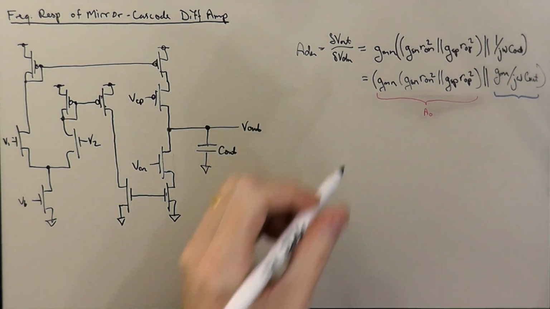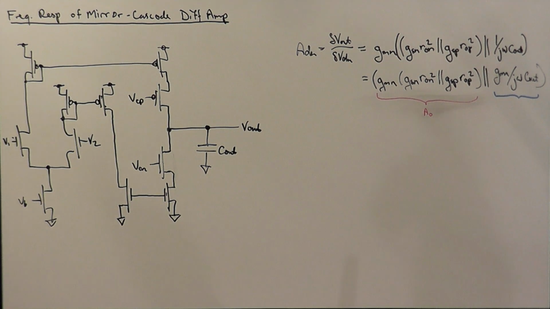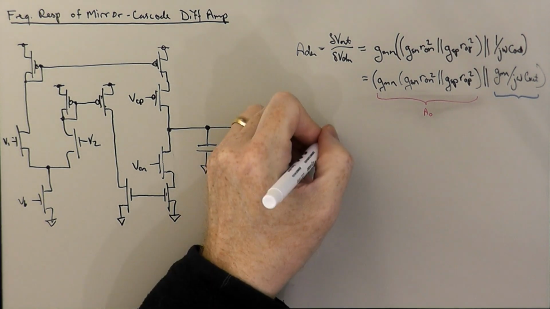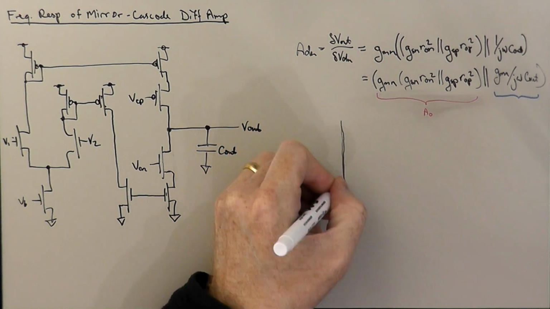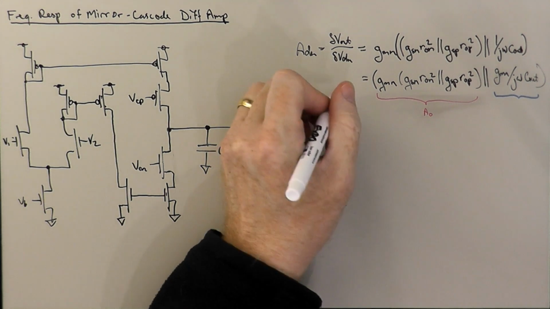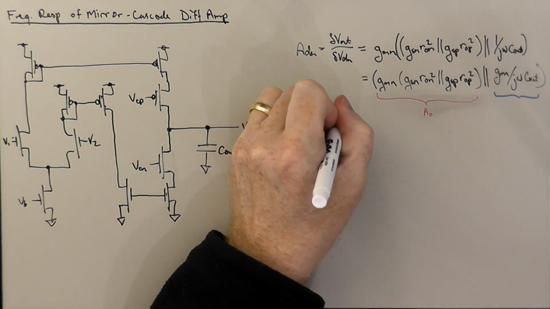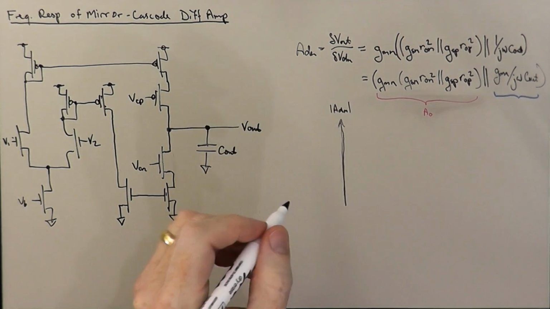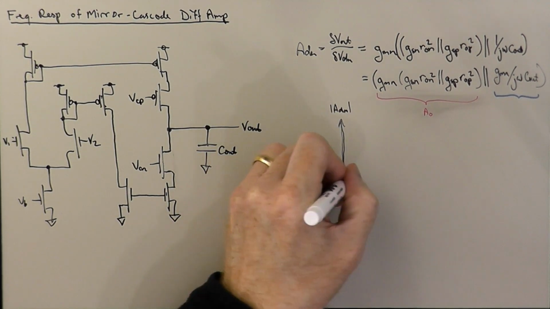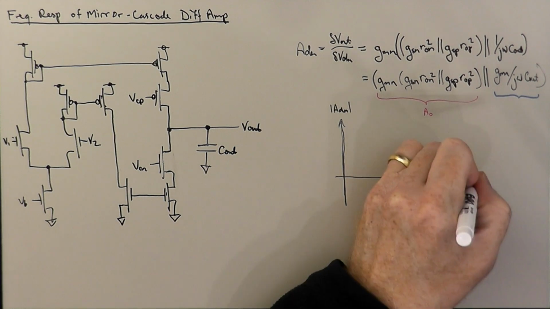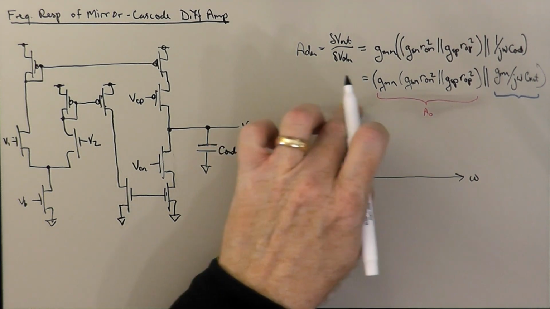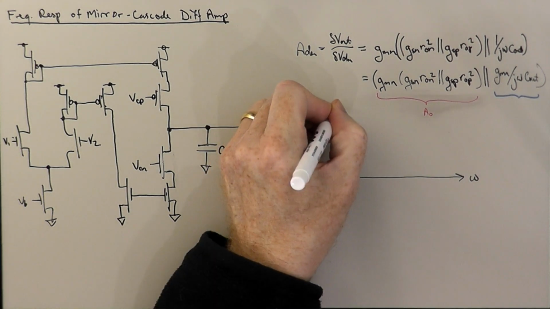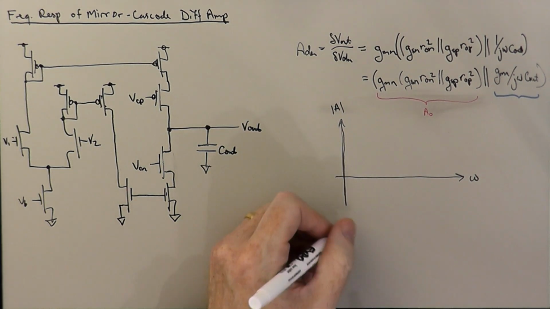Okay, so on the Bode plot, we have here the magnitude of ADM in dBs versus omega. I'll call this the magnitude of A. Then we have the angle of A.